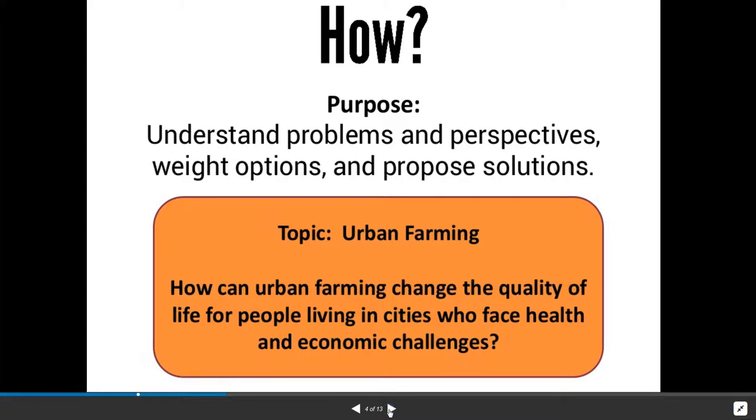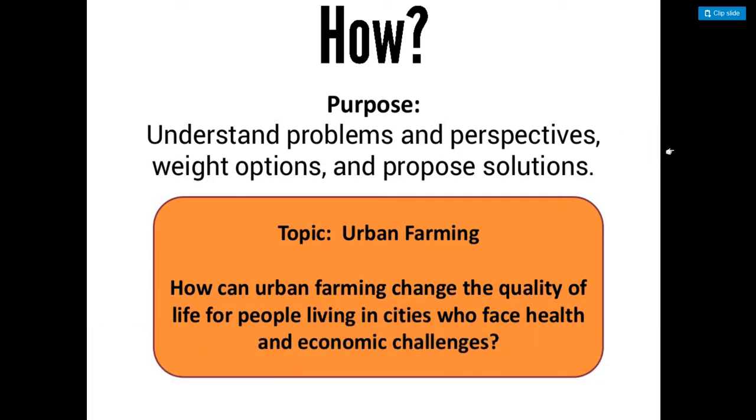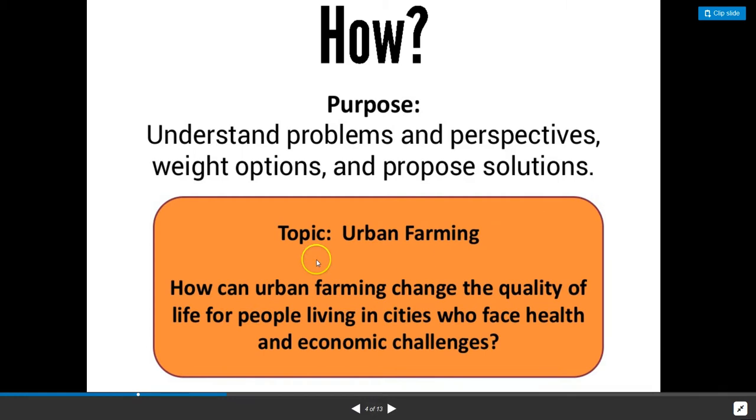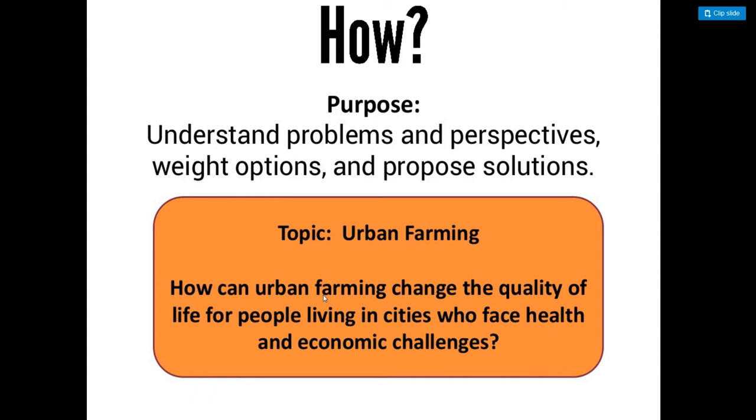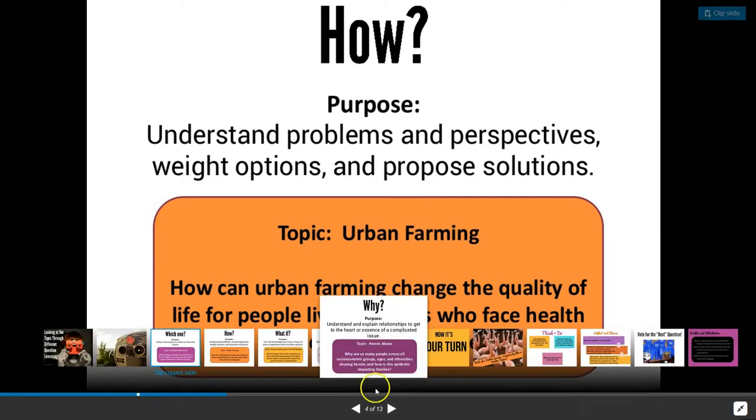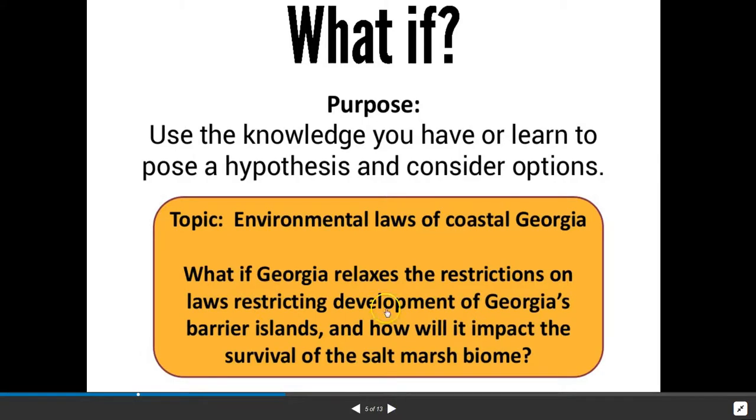Our second question lens is how, and this helps us to understand problems and perspectives and to weigh out options and propose solutions. So kind of going back to my urban farming topic from earlier, I might look at my topic through this question lens. How can urban farming change the quality of life for people living in cities who face health and economic challenges?